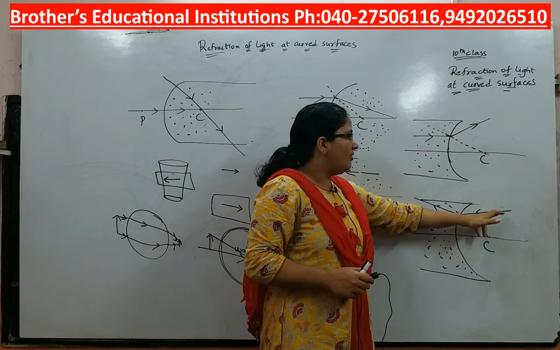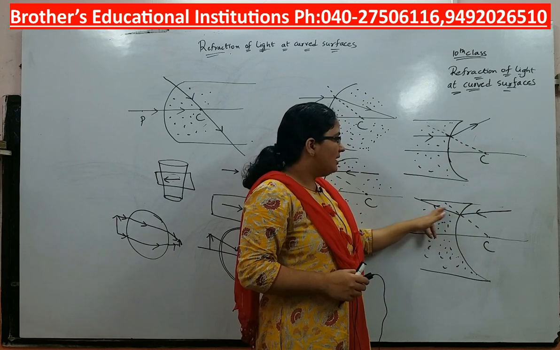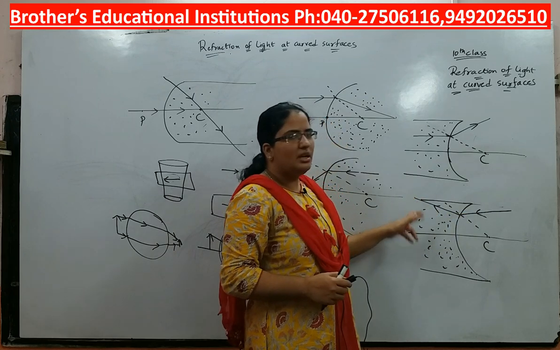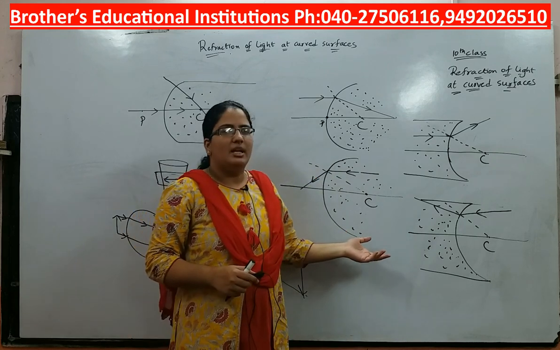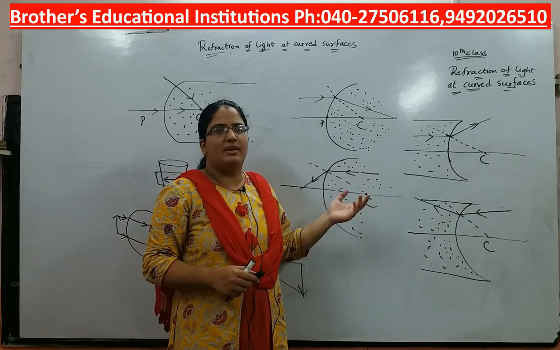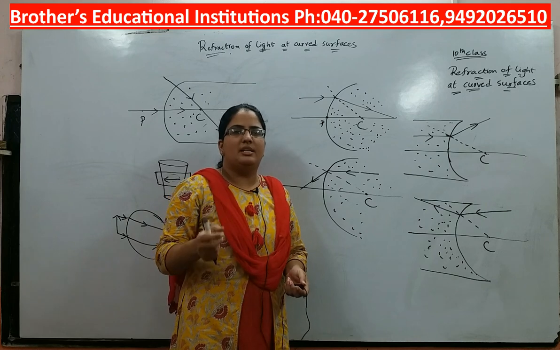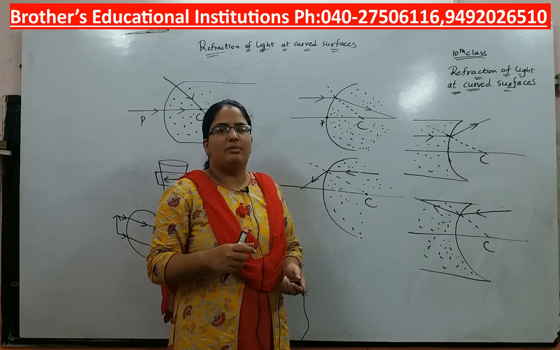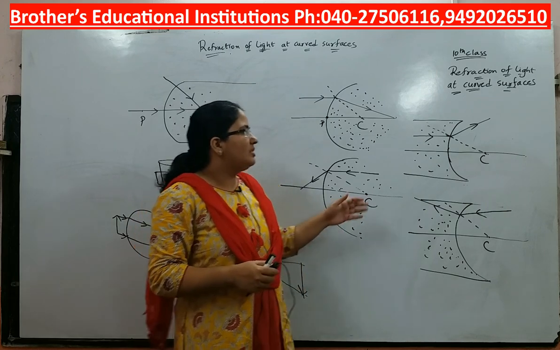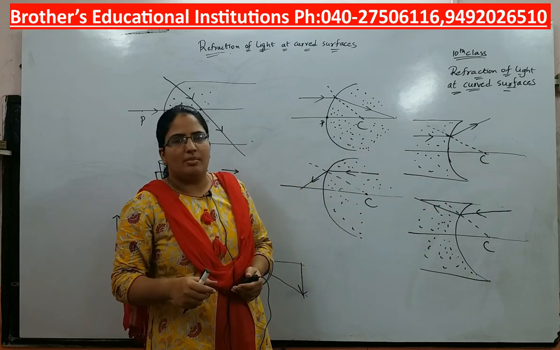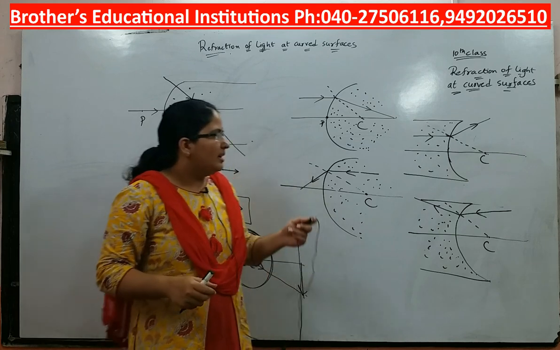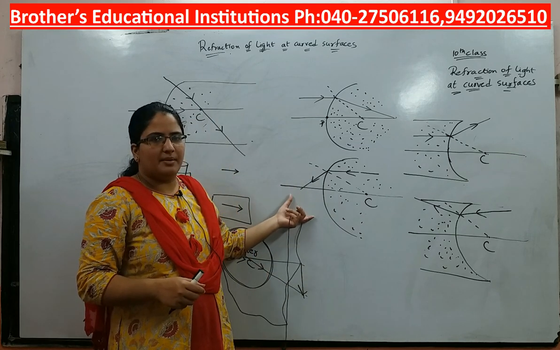Whenever a light ray is moving from a rarer medium to a denser medium, it bends towards the normal. You have to remember that this is true even in the case of curved surfaces. Whenever light moves from a denser medium to a rarer medium, it bends away from the normal, and whenever light moves from a rarer medium to a denser medium, it bends towards the normal. That is what you have to remember and recollect here.